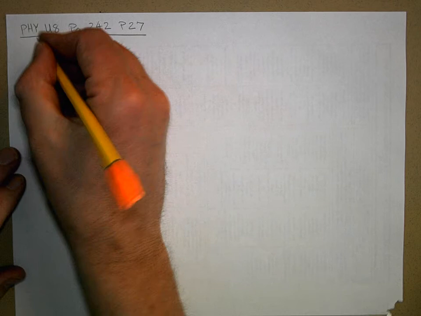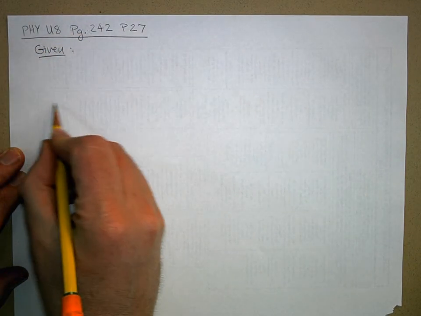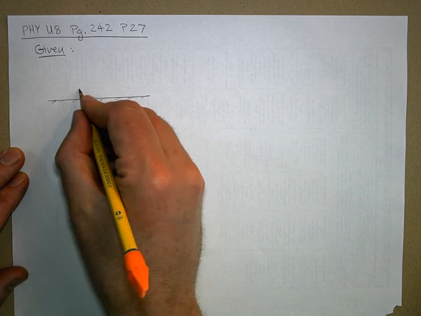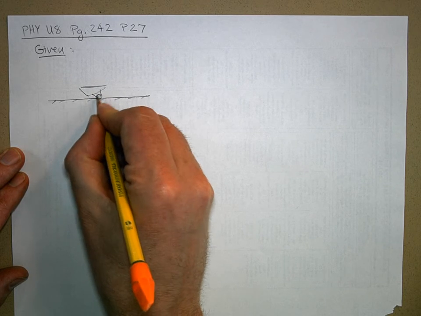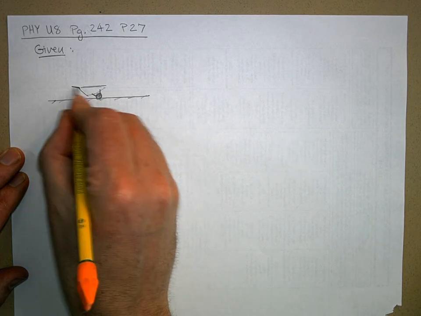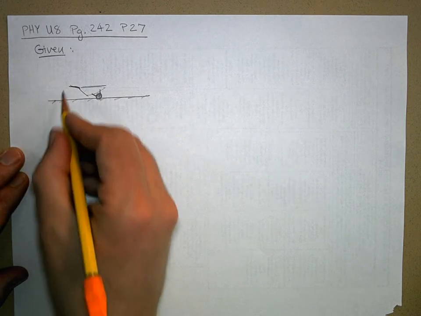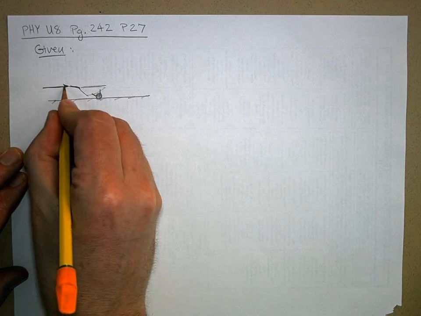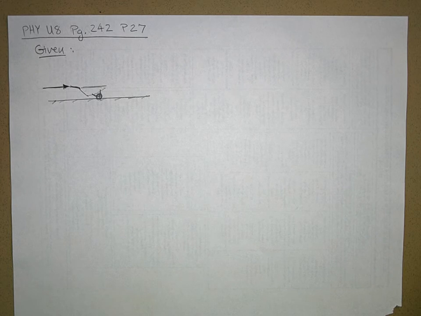So let's do the given, find, and solve thing. So given. So we've got some kind of horizontal surface. And let's draw a wheelbarrow. Let's see if I can draw a wheelbarrow. Not very good. Here's the handles on it. And anyway, Robin, I don't know, she or he, doesn't matter. Applies a force, and it says that force is 145 newtons.